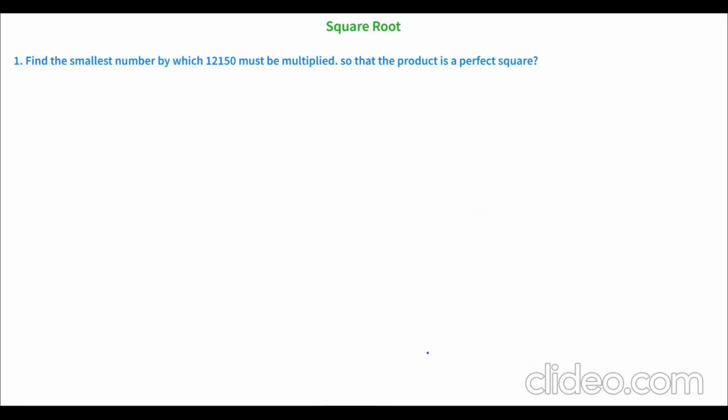I have already explained about square roots, how to find square roots, and different methods to find square roots in my previous video. You can refer to that. The links will be given in the description.